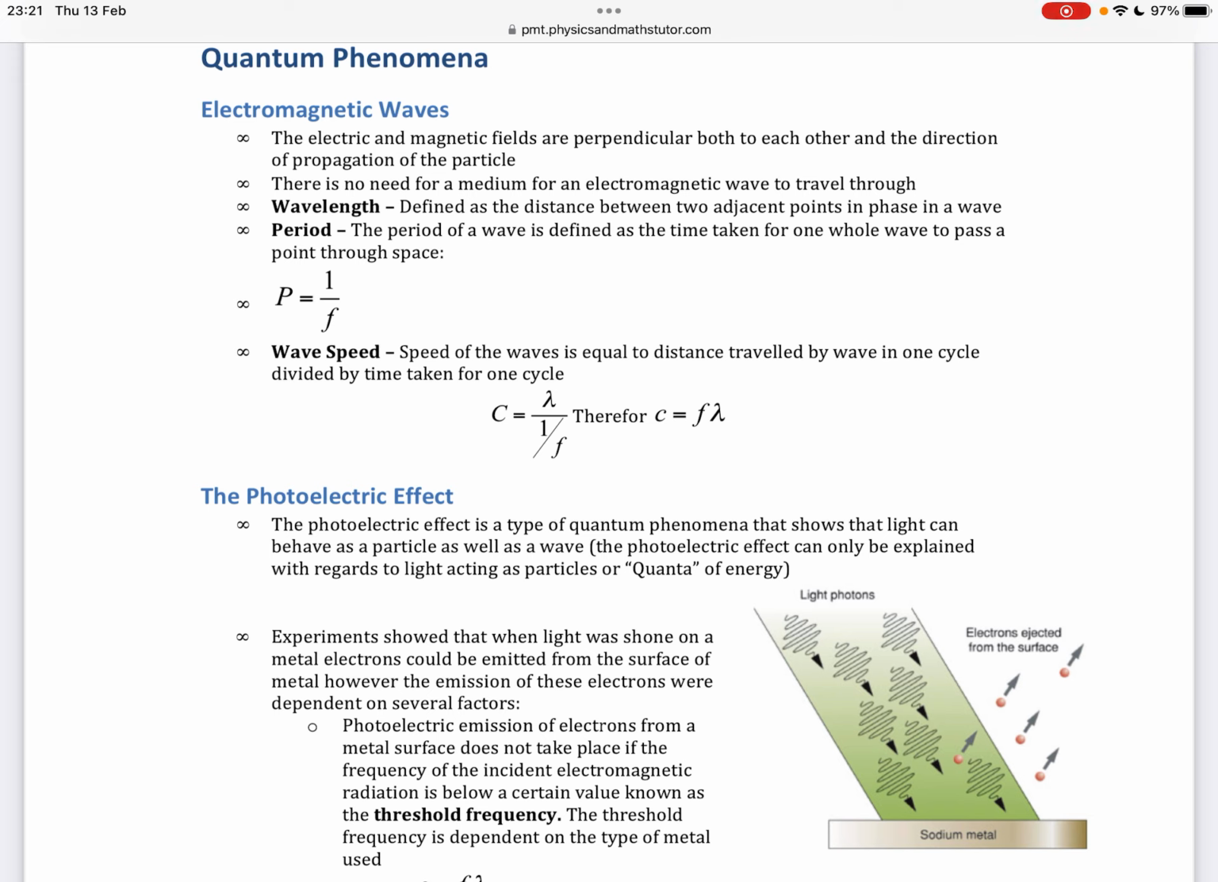The photoelectric emission of electrons from a metal surface does not take place if the frequency of the incident electromagnetic radiation is below a certain value, known as the threshold frequency. Threshold frequency is dependent on the type of metal used. Note as c is equal to f times wavelength, the wavelength of the incident light has to be below a maximum value.